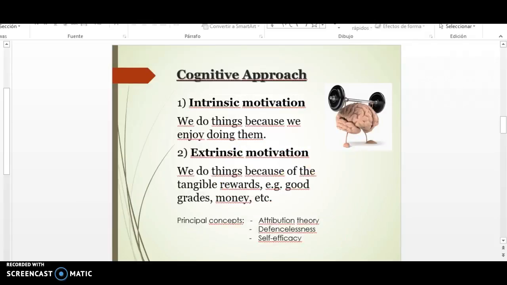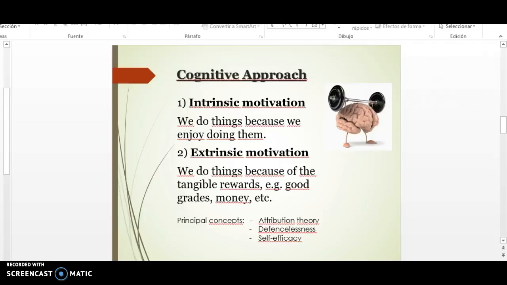The other theory, the cognitive approach to motivation, suggests that we are motivated by our thoughts, expectations, and goals. There are two types of motivations. Intrinsic motivation: we do things because we enjoy doing them. For example, we exercise because it feels good to exercise. And extrinsic motivation: we do things because of the tangible rewards. Example, good grades, money, etc. For example, we exercise because we want to lose weight.